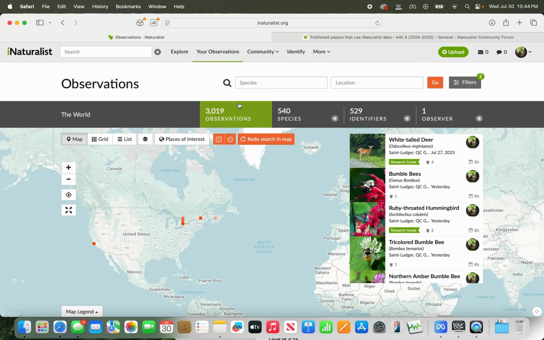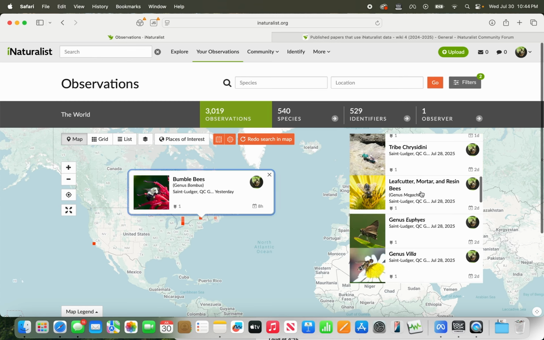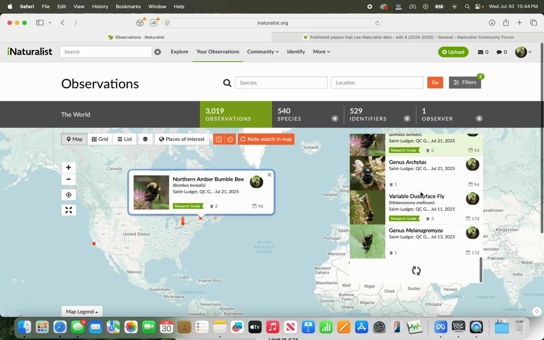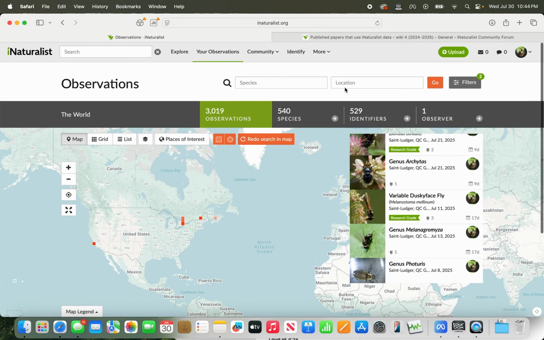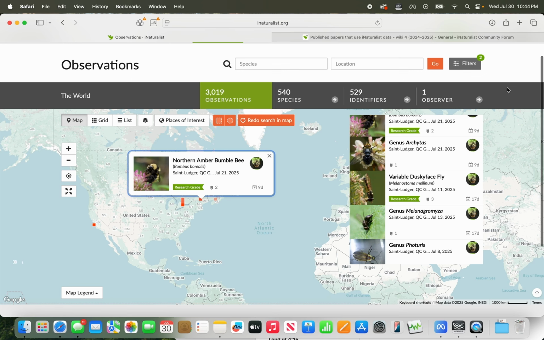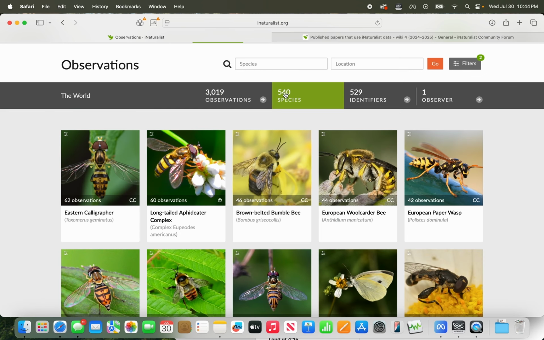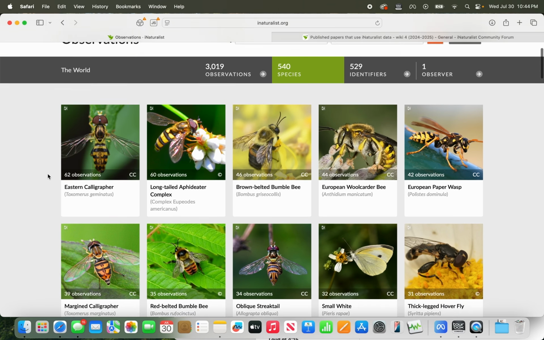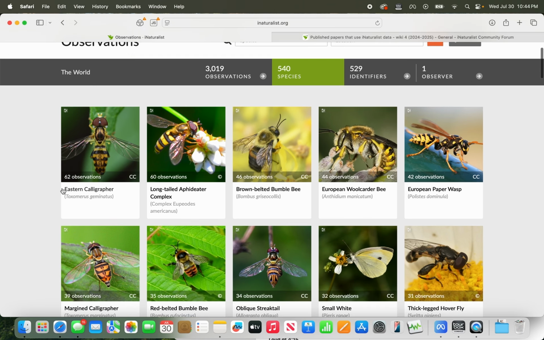So here we have our 3,000 plus observations, our species, and the list, starting from the most recent, going down. Now, you can also look at it by species arranged according to the number of observations. This is very useful. Here's mine. My most frequently observed species is a hoverfly called an eastern calligrapher. Beautiful fly. I'm obsessed with hoverflies, so that's why it's at the top.